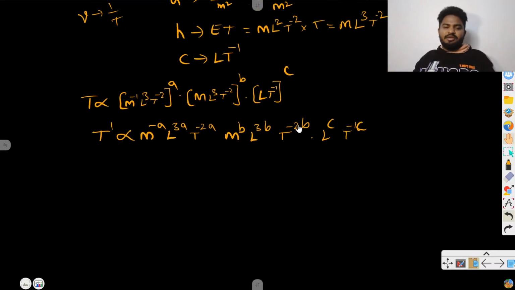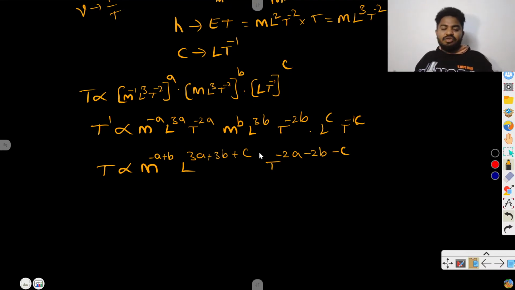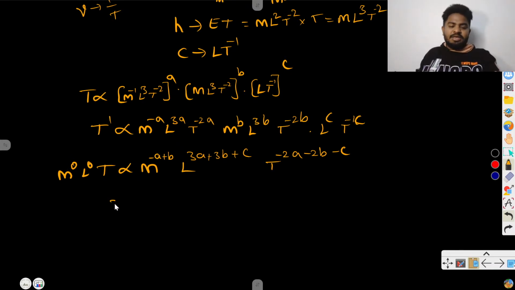So from this, what equation will we get? T is proportional to M to the power of minus a plus b, and L to the power of 3a plus 3b plus c, right? And next, T to the power of minus 2a minus 2b minus c, right? From these, you have to find out, you make the squares here. On this side you can write M to the power 0, L to the power 0, which means minus a plus b is equal to 0. So b is equal to a.